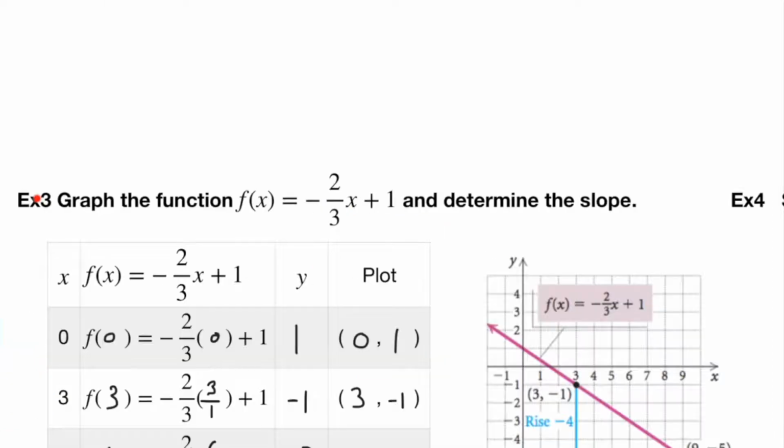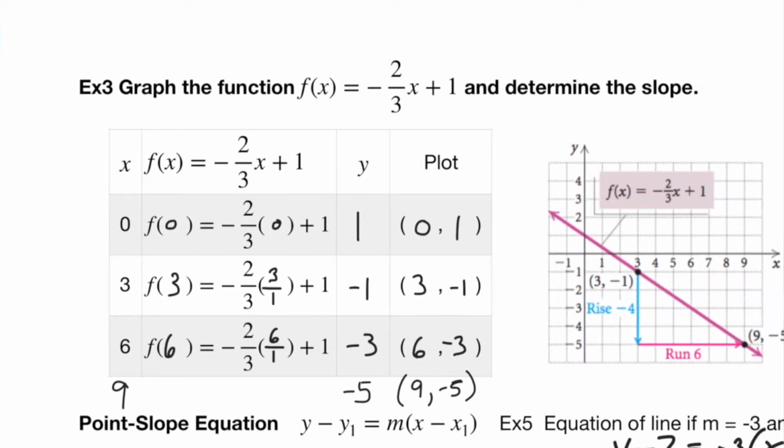In this example, we have to graph the function f of x is equal to negative 2/3 x plus 1 and determine the slope. Well, I'm going to cut to the chase right now. The slope is going to be negative 2/3. You can see that in the function. Just read it right there. But if you wanted to actually calculate it and find it, this is what it would look like.